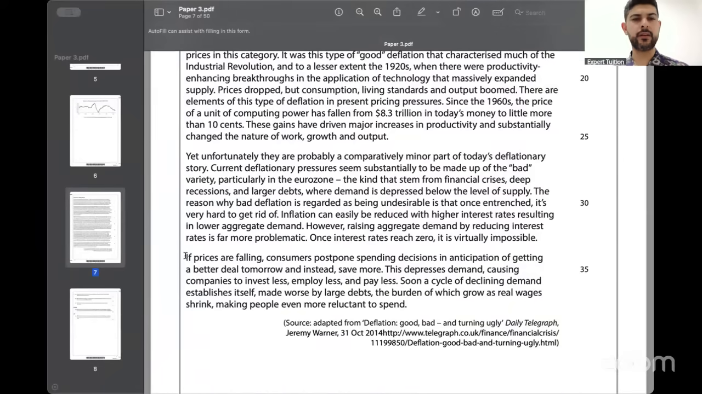Oh, here. It's in the last paragraph. If prices are falling, consumers could postpone spending in anticipation of getting a better deal tomorrow and instead save more. There you go. That's a great quote, by the way. Because this is you basically explaining that they're delaying consumption, especially in what we call big ticket items, like a big purchase, like a car. And then we draw our diagram.